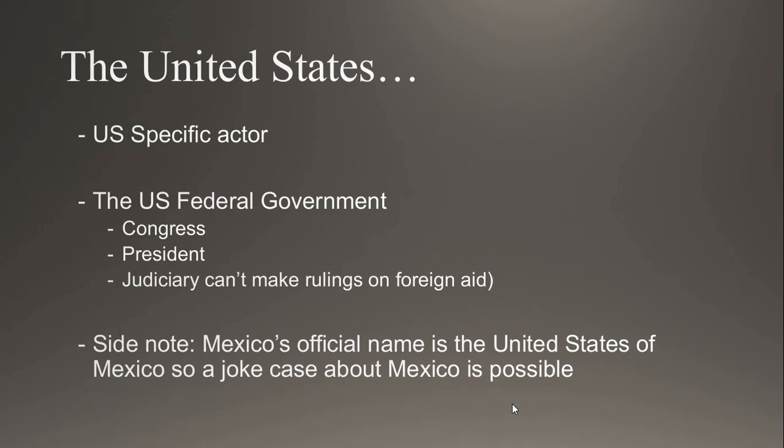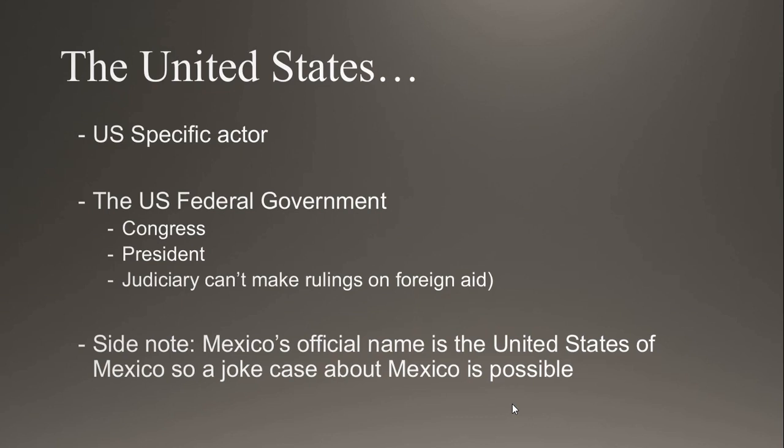The first part is the United States. So it essentially means that we're talking about a US specific actor in America, and the actor is more than likely going to be a part of the US federal government, either Congress through a bill of some sort, or the president through some sort of policy. I think that's the more likely scenario. Judiciary, I don't see very many scenarios where the judiciary can make a significant ruling in a plan where they talk about the United States.